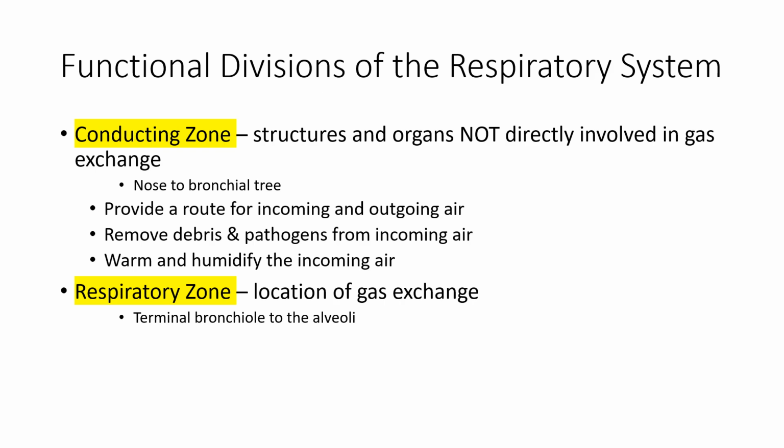You've got two major divisions of the respiratory system: the conducting zone and the respiratory zone. Now, the conducting zone is literally just passageways. There's no gas exchange involved in the conducting zone. This is where air is going from the pharynx, entering into the trachea, going into the bronchial passages. It's just passageways. The purpose of the conducting zone, though it's not involved in gas exchange, is that it provides the route for incoming and outgoing air.